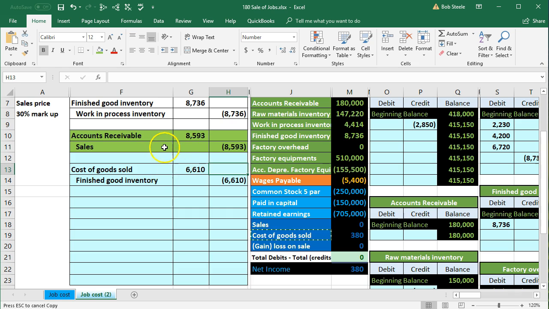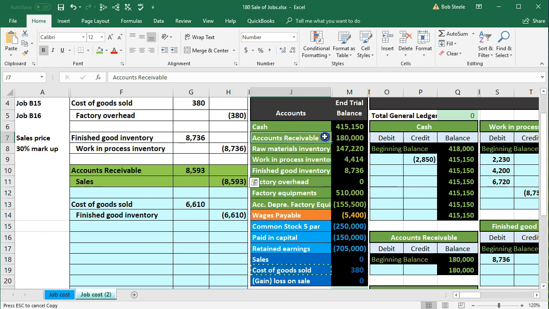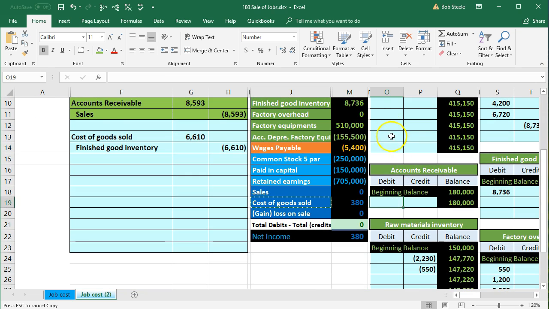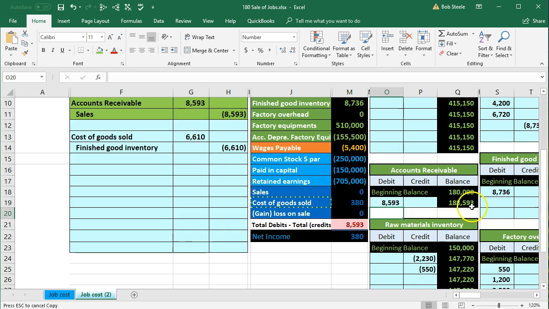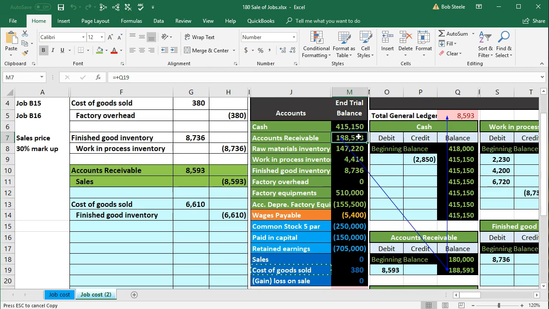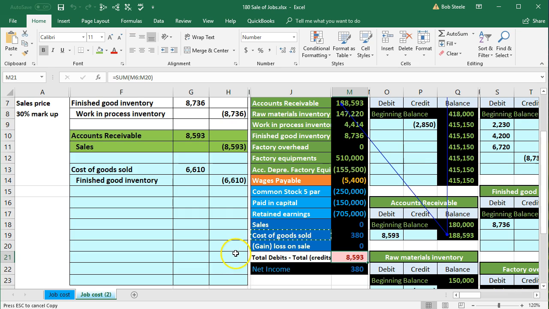And these two should look familiar now because this is our normal kind of journal entries. The new thing is, where do we get the numbers from? The job cost sheets. All right, here's the accounts receivable. Here's accounts receivable, our second favorite account. It's our second account on the GL. Here it is in 019. We're going to say equals, point to that 8593. The 180 goes up by 8593 to 188,593. That then can be found on the trial balance. We're out of balance by the 8593.